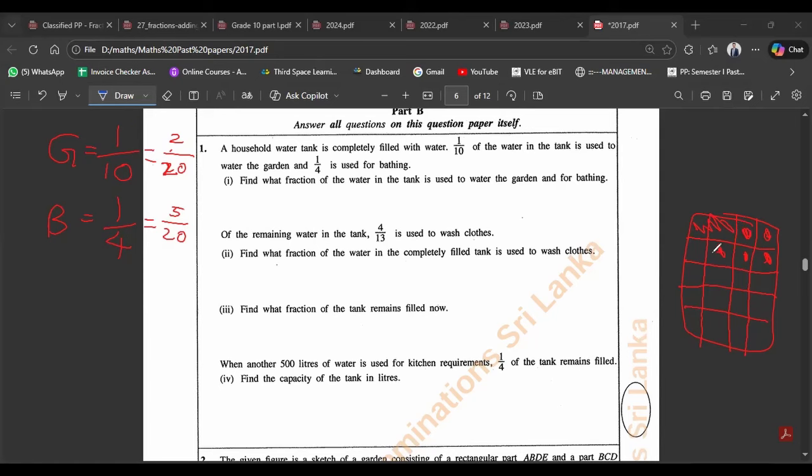There we go. We got the same answer here also, right? You got the point, Lamai? So this is a practical way of understanding the fractions question. We have done this from the basics so far, right? So that is the same answer we will be getting over here also. So to find the total of gardening and bathing, we have to add 1/10 plus 1/4, which is going to give us 7/20.